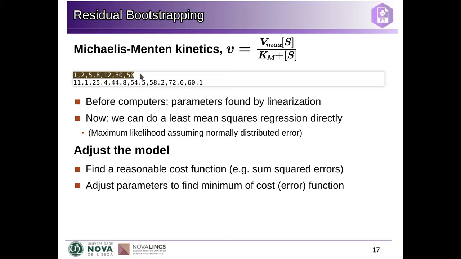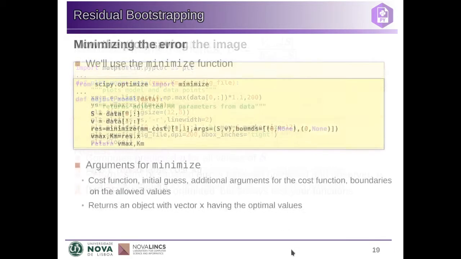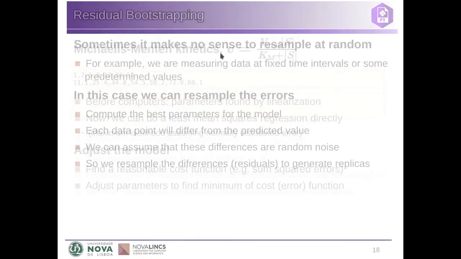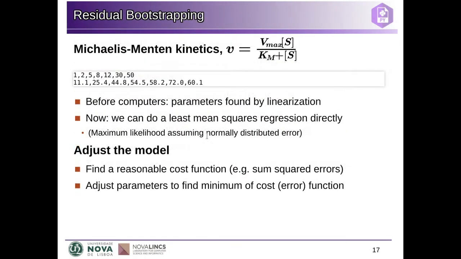So we have this data. These are the concentrations of substrate that we chose to test. These are the velocities that we measured, and it doesn't make sense to sample randomly from here because we actually chose these values. These are not random values. We chose to do the experiment with this concentration and this concentration and so on to get this spread of data points. So what we're going to do is start with this first model.